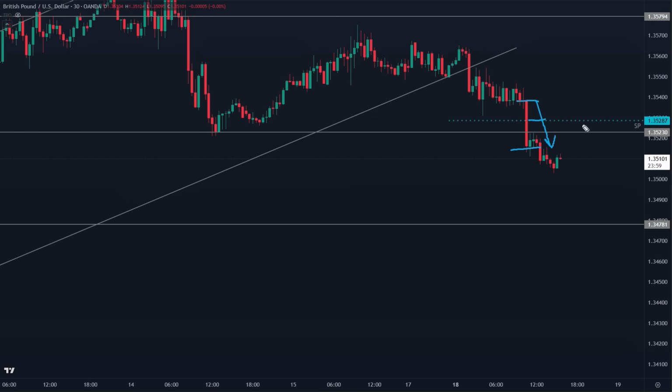So one thing that we could see from the pound going into Tuesday's session is potentially, if the market can consolidate down here and find a bit of demand, then we could see the market return to this area, potentially sweeping this high back here, and then from there, maybe get that move lower toward 134.70.